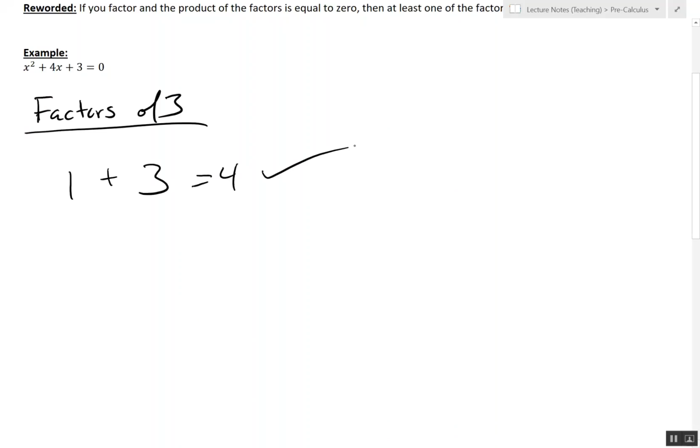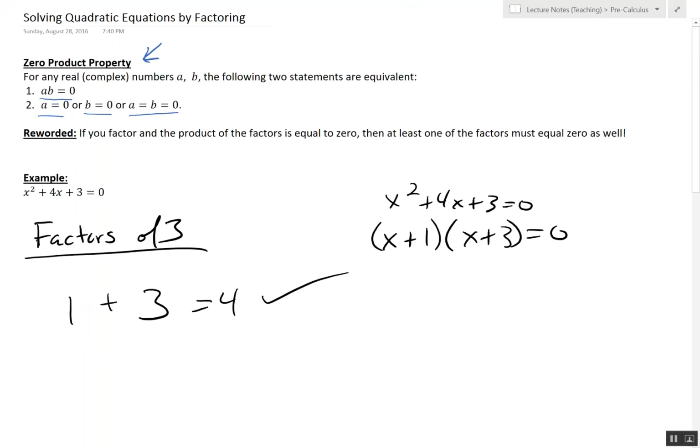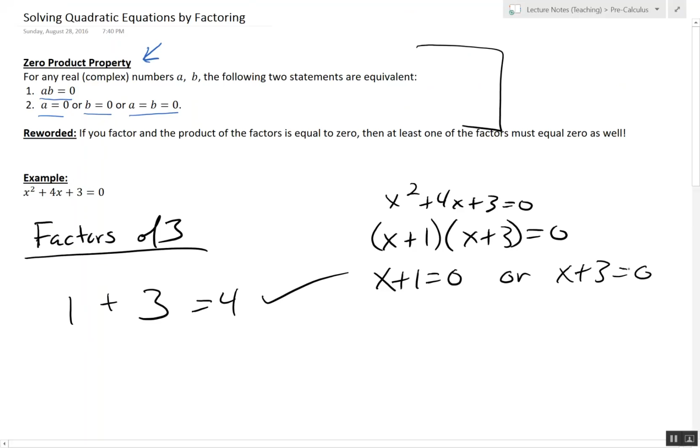So when that happens, you're going to have that x squared plus 4x plus 3 equals 0. So you're going to have two factors. They are going to be x plus 1 and x plus 3, and that's going to equal 0. And now you apply the zero product property. So now we're going to apply this property and say that x plus 1 equals 0, or x plus 3 equals 0, and if we solve for x in both cases, we'll have x equals -1, and doing it over here, we'll get that x equals -3.